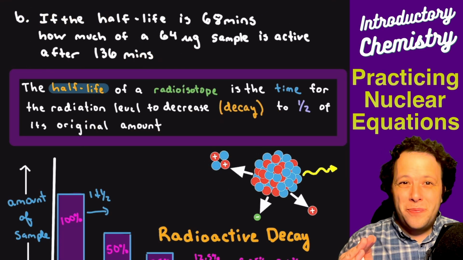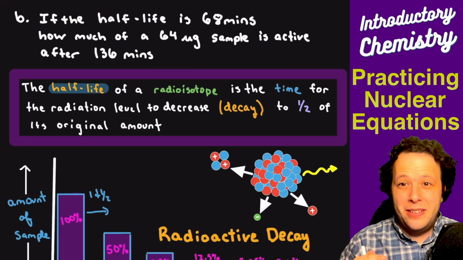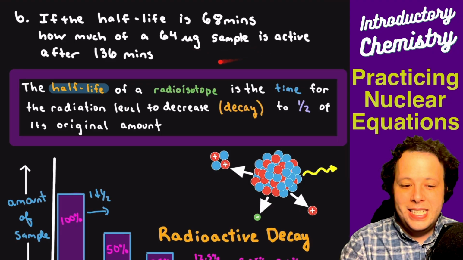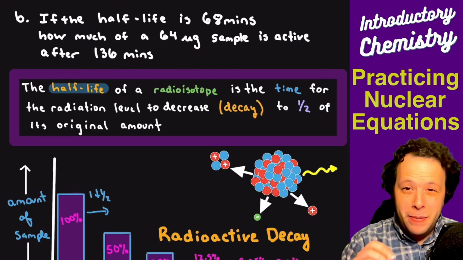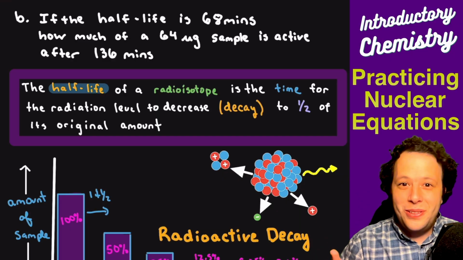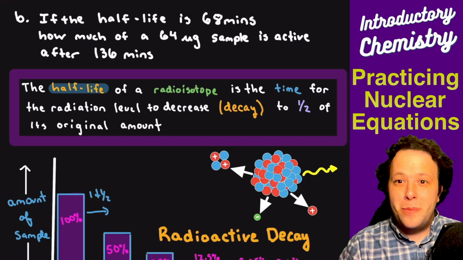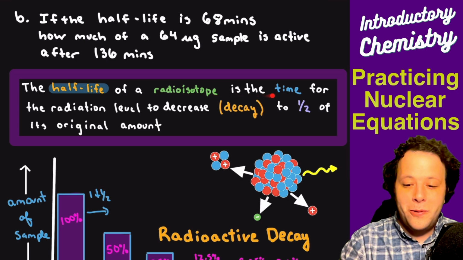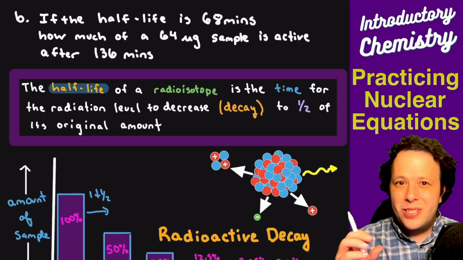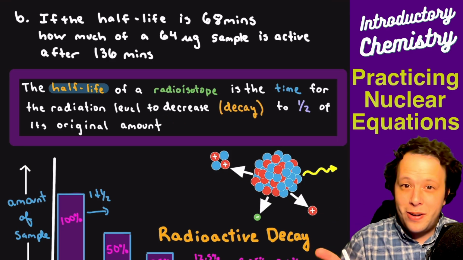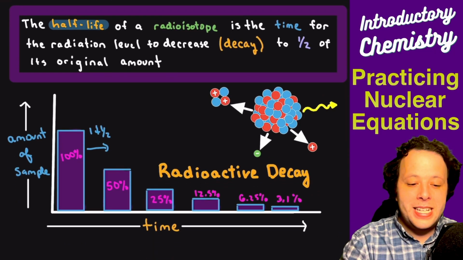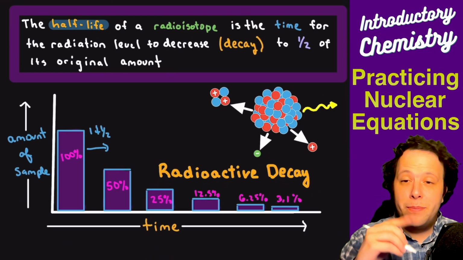Let's take a look. So with this problem, if the half-life of the reaction above is 68 minutes, how much of a 64 microgram sample is active after 136 minutes? So half-lives tie into these types of radioactive decay as well. To remind you, what was a half-life? The half-life of a radioisotope is the time for the radiation level to decrease or decay to half of its original amount. So every single radioisotope has a time frame where that occurs. So what that means is after every half-life, it's going to decrease by half.